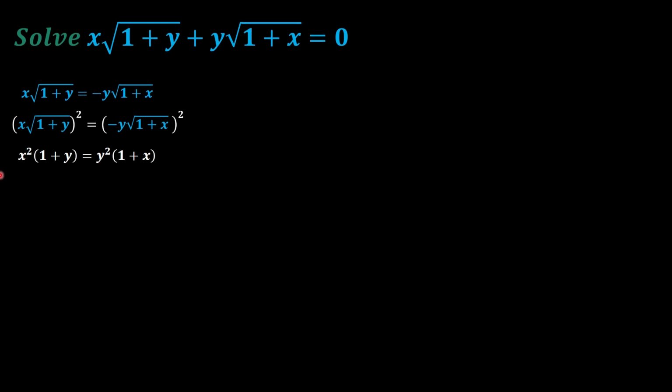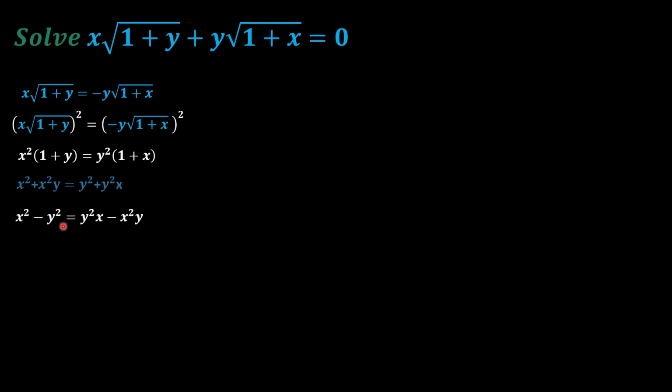Now in the next step we will multiply x² with both these values and y² with both these values. When we multiply x² with 1+y, we get x² + x²y. And when we multiply y² with both these values, we get y² + y²x. Now we will move y² to the other side of the equation and it will convert into minus sign, and x²y will go to the other side as well.